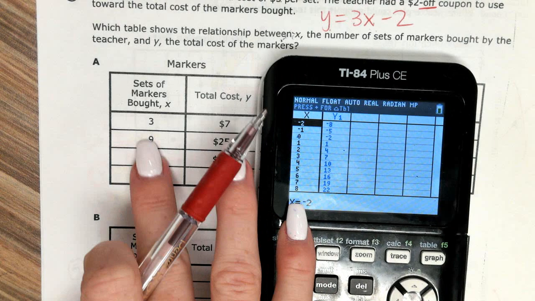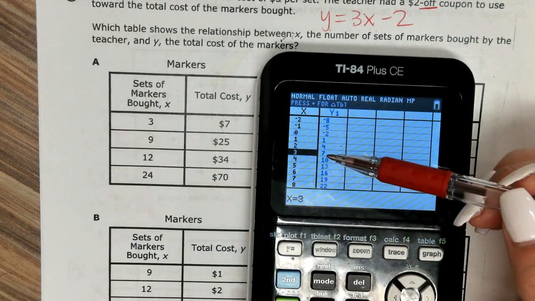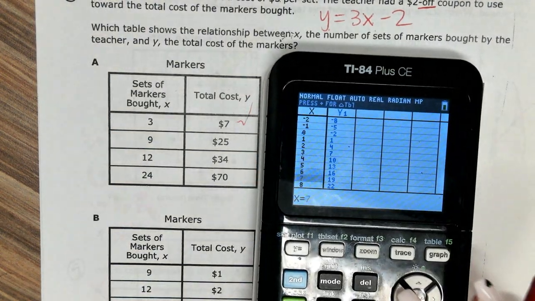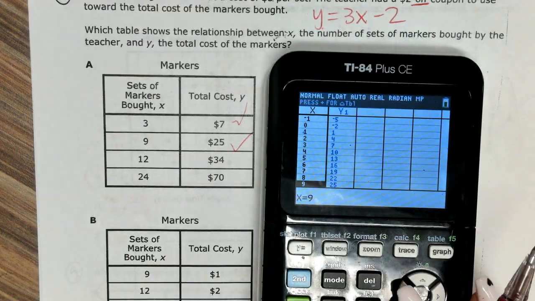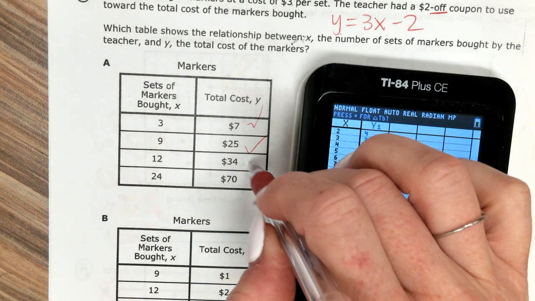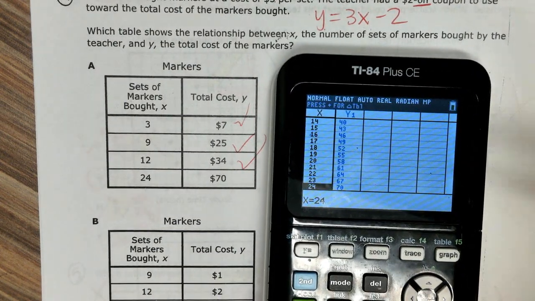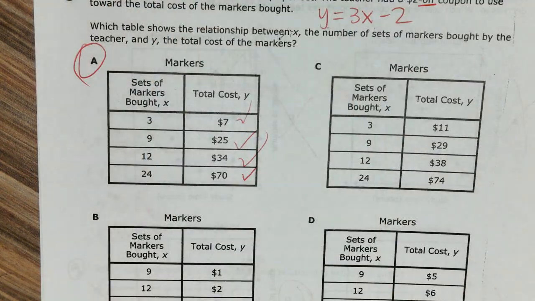Okay, here we go. When x is 3, y needs to be 7. Is that good? Okay, let's go to 9. When x is 9, y needs to be 25. Is that good? All right. When x is 12, y needs to be 34. Yep. When x is 24, so I just keep scrolling till I get there, y is 70. Is that good? So choice A matches.